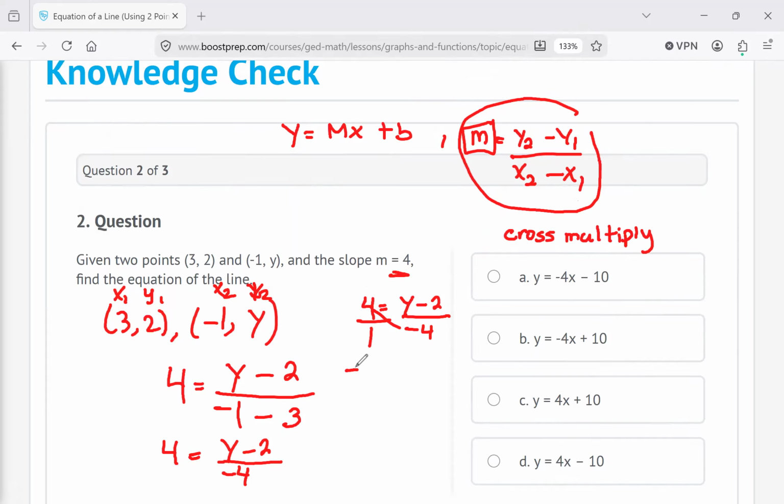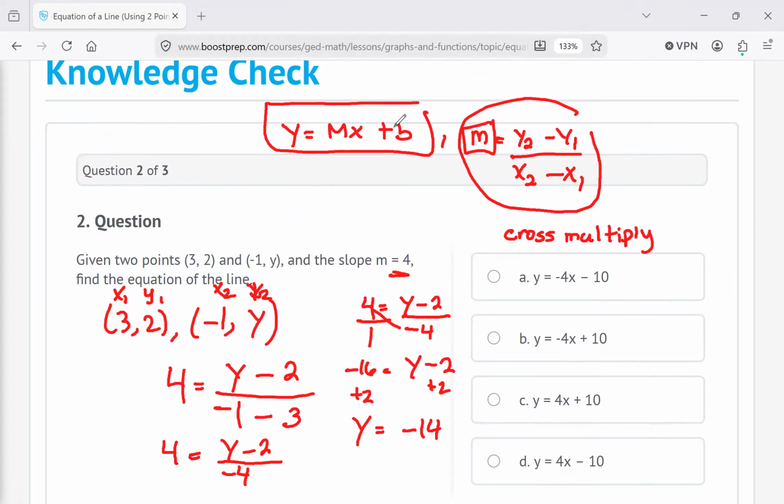So 4 times -4 is -16. And then 1 times y2 is y minus 2. Solve for y by adding 2 to both sides. And then -16 plus 2 is -14. Okay, so now we're going to use this formula because we have everything we need, right? So y equals m. What is my m? 4. That was given, right?